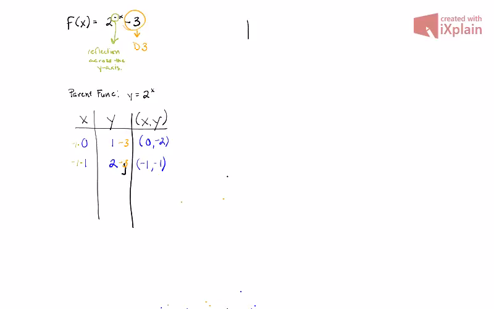We'll go ahead and add in a coordinate plane. Okay, not too bad. So we'll go ahead and plot our points. We have one at 0, negative 2, and then at negative 1, 1.